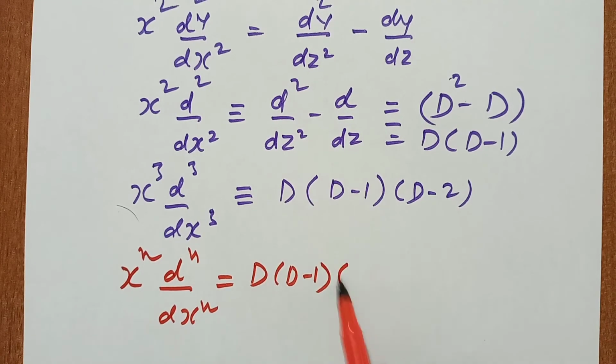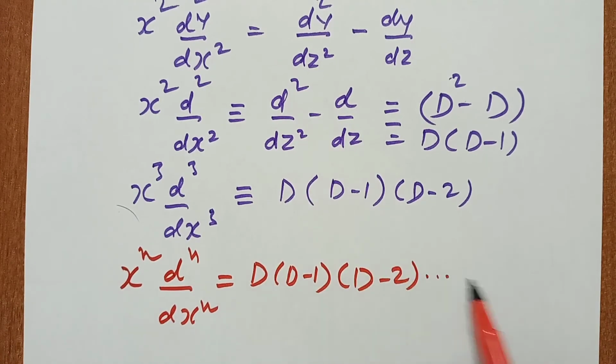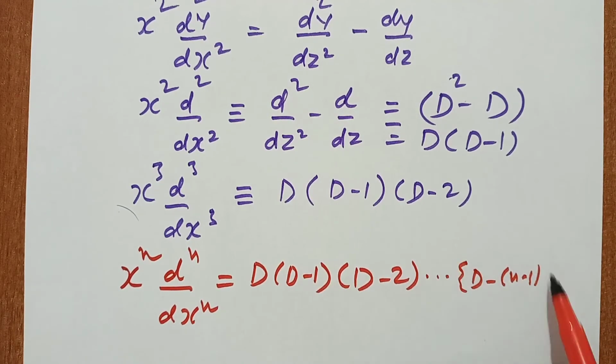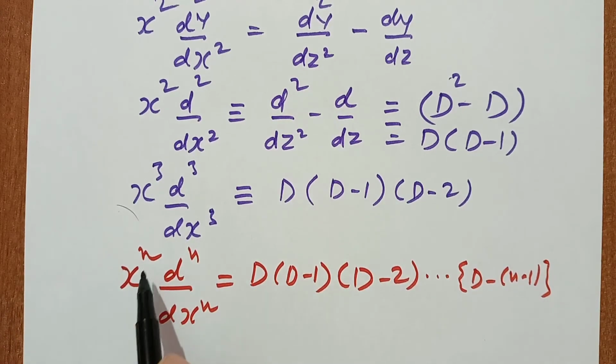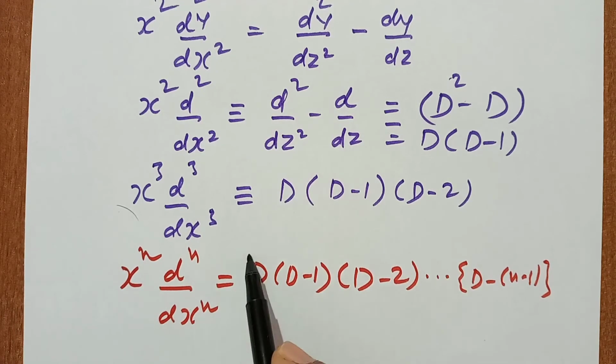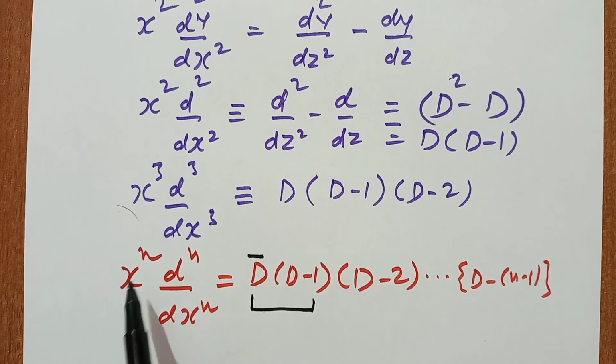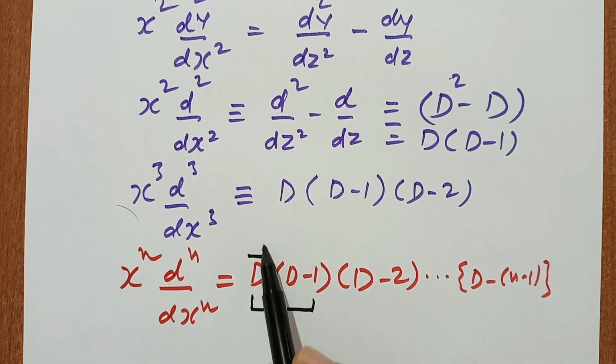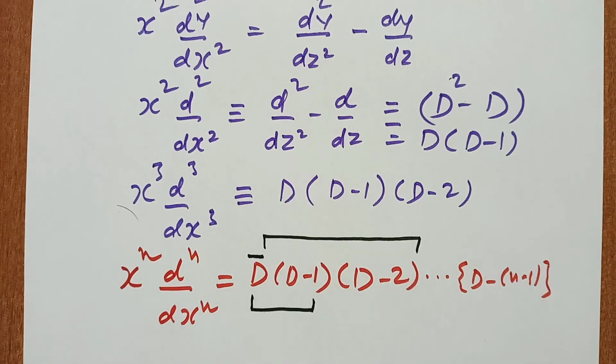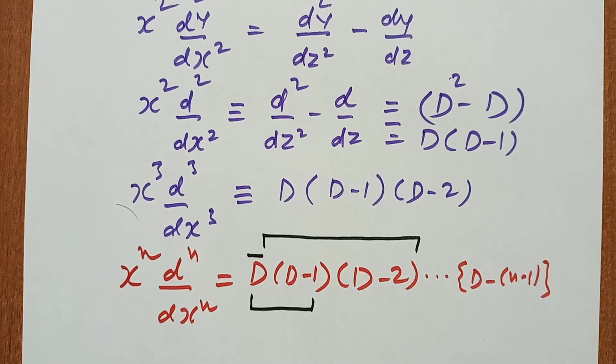(D minus 1)(D minus 2), in product, up to (D minus n plus 1). This is the nth form, and it is very easy. When you need only n equal to 1, you take only the first term. If you want x square, you take D, D minus 1, two terms. If it is x cube, we will take three terms. So this is very easy to remember.